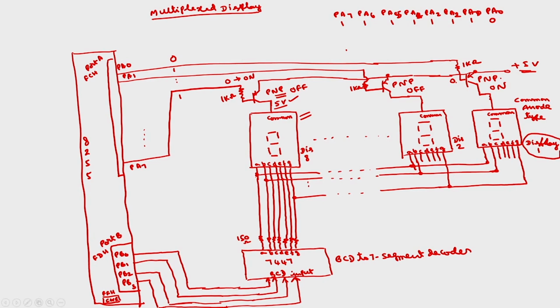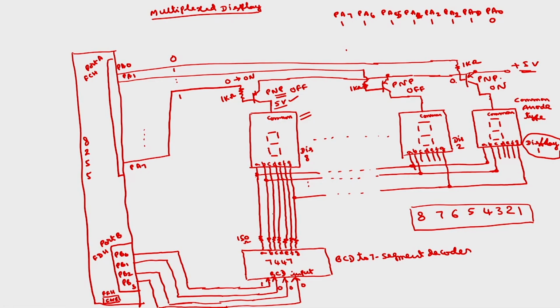Suppose I want to display the digits 1, 2, 3, 4, 5, 6, 7, 8 simultaneously on these 8 seven-segment displays. To display 1, we can send 0, 0, 0, 1, which is the BCD code corresponding to 1.